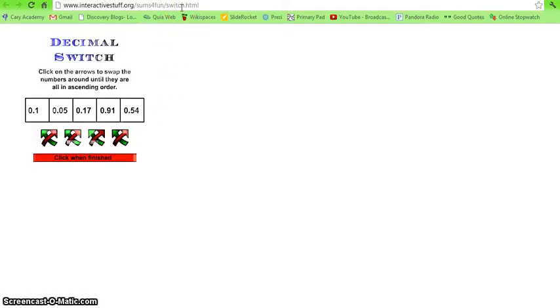Now we're going to do this again. Okay, is 0.1 in the right place? No, it is not, so we're going to move it one place to the right. Now it is in the right place, as 0.05 being the lowest out of 100 is at the bottom, and 0.1 is over that. We see that 0.17 is in the right place, so we're going to leave that there. Is 0.91 in the right place? No, it is not, so we're going to move it one place to the right.